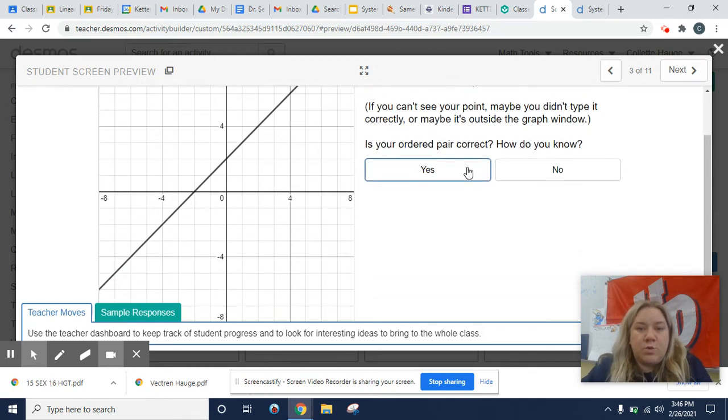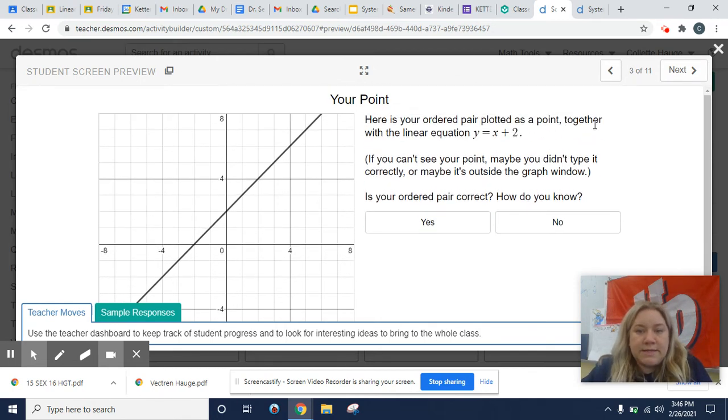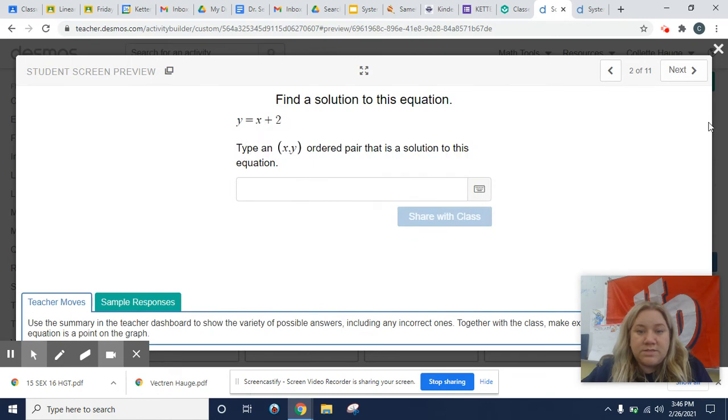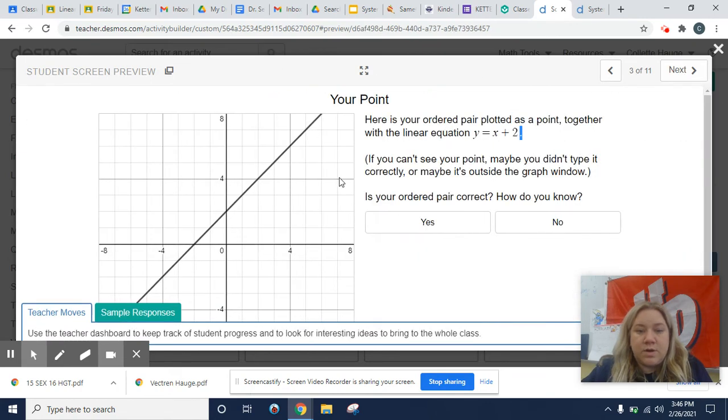So it says, here's your ordered pair plotted as a point together with this line that we just had from the last slide. It says, if you can't see your point, then this slide probably was not correct. Okay, so you want to make sure that whatever you put in plus 2 was your Y value. Or maybe it's outside of your window. And you want to make sure, see how it goes from like 0 to 8 on all of these. So try to do something that is within that window.